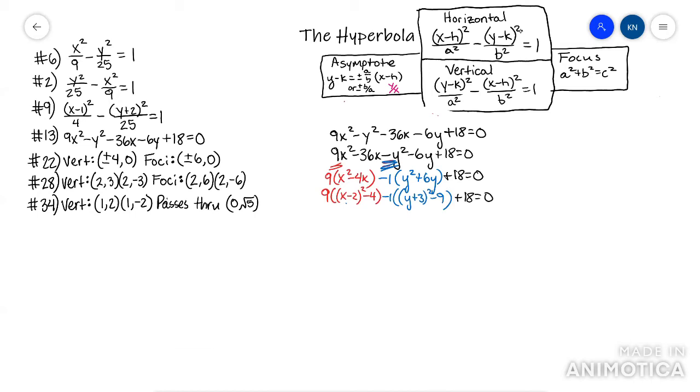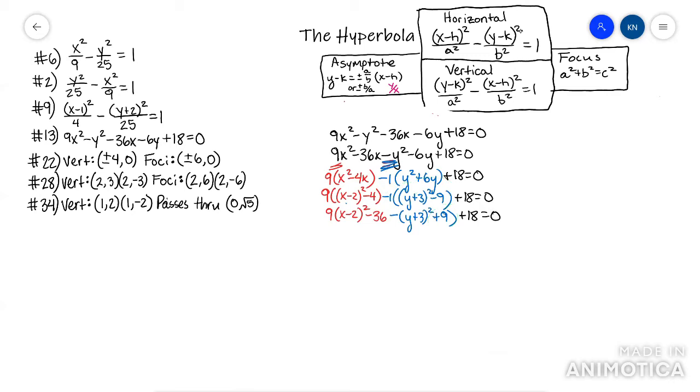Okay, now comes the redistribute part. So it would look like this. Now, right here, that's what always gets everybody. When you redistribute that -1, it changes that sign on that second number. So keep that in mind. That's the one that everybody misses.